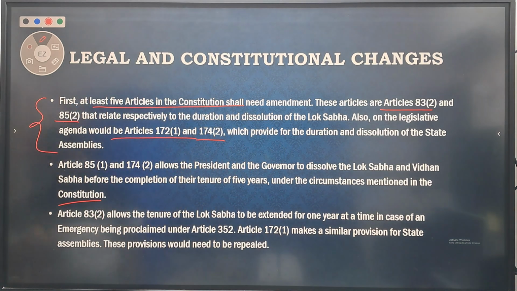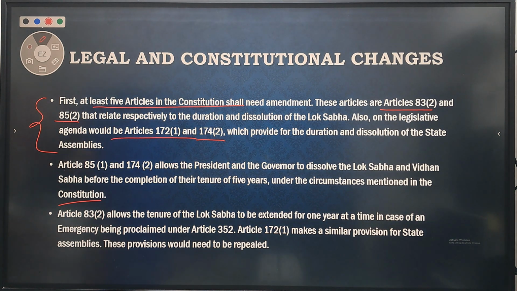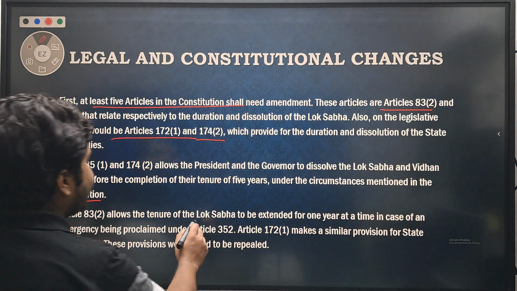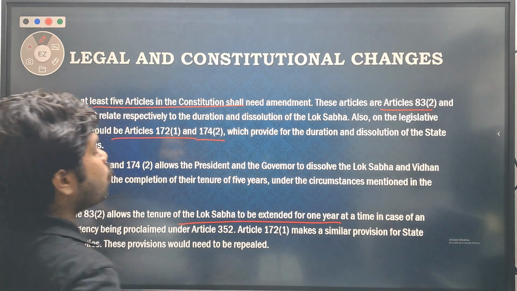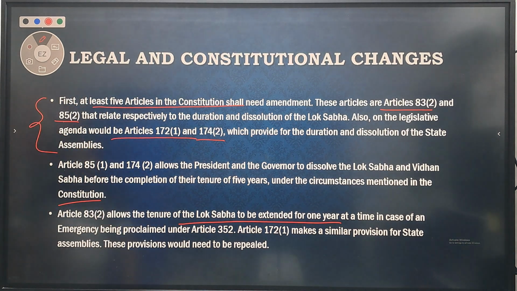Okay. So Article 83 clause 2 allows the tenure of Lok Sabha to be extended for 1 year at a time in case of any emergency.